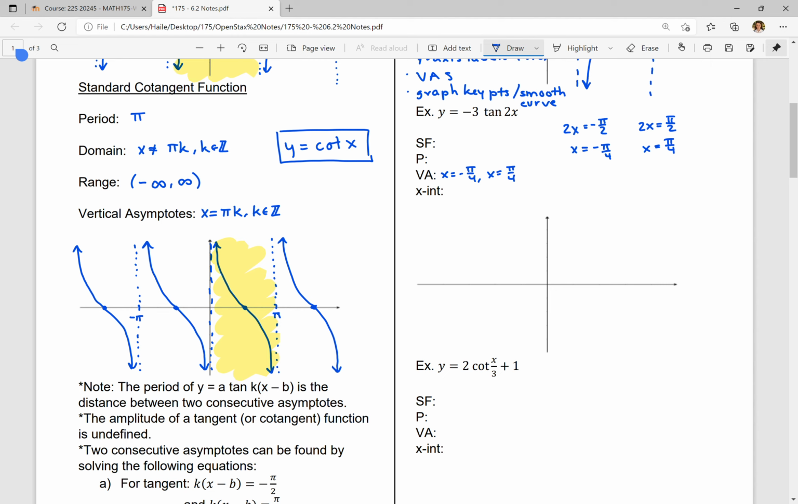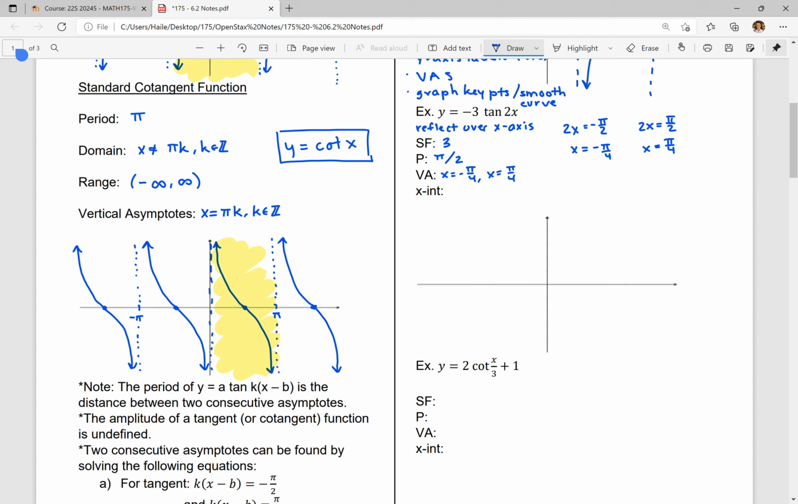Okay, the stretching factor, once again, comes from the number multiplied by tangent, which in this case would be 3. But notice that it was actually a negative. So even though we're going to take the stretching factor to be a positive number, we're going to make a note that we will reflect over the x-axis. Okay, the period we find by taking pi and dividing by k, and in this case k is 2 because that's the number multiplied by x, so the period is pi over 2. And then we'll talk about the x-intercept once we draw the picture.